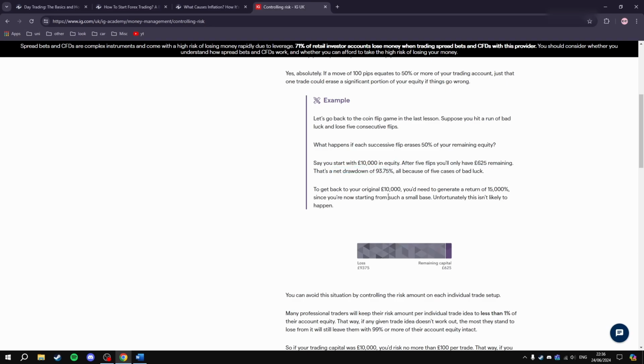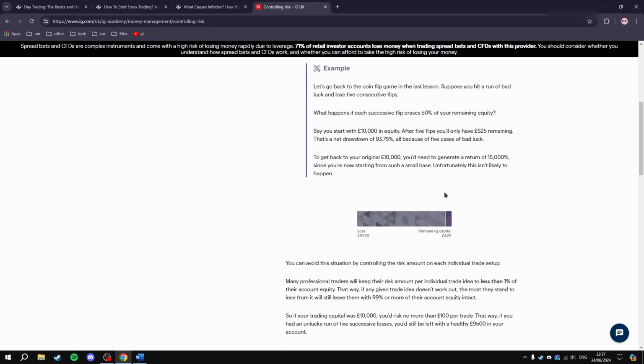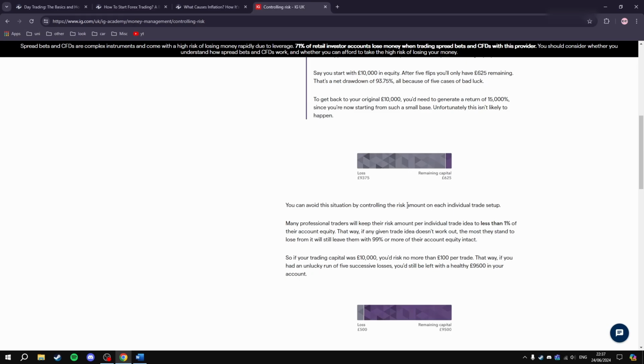To get back to your original £10,000, you need to generate a return of 15,000%. Since you're now starting from such a small base, unfortunately this isn't likely to happen. Oof. You can avoid this situation by controlling the risk amount on each individual trade setup.